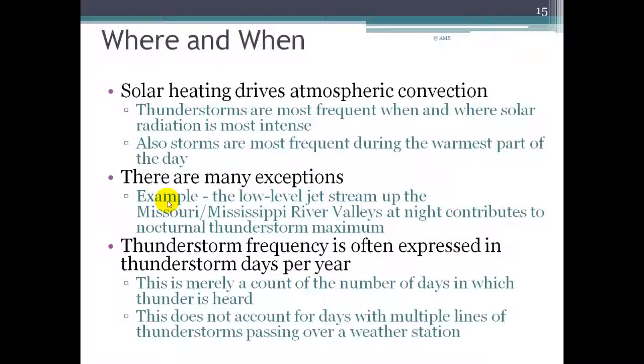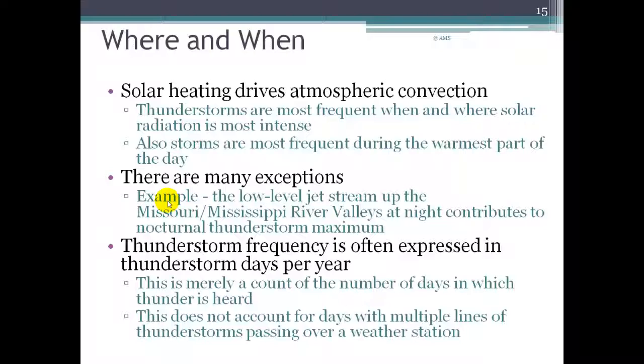Solar heating drives atmospheric convection. Solar heating drives weather, period, and in this case it drives convection. So thunderstorms are most frequent when and where solar radiation is most intense. And also storms are most frequent during the warmest part of the day. So when and where is solar radiation most intense? Well, go back to chapter 3 when we talked about Earth-Sun geometry, and we know that on a global scale, solar radiation is most intense around the equator. And then we have our seasons. So for North America, it's going to be most intense in the summer when it's warm.